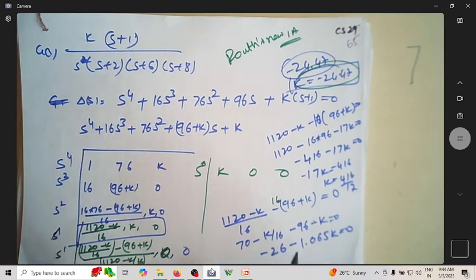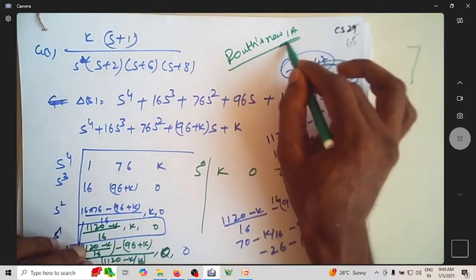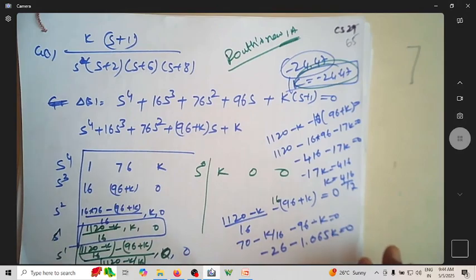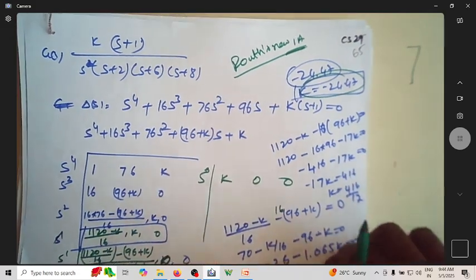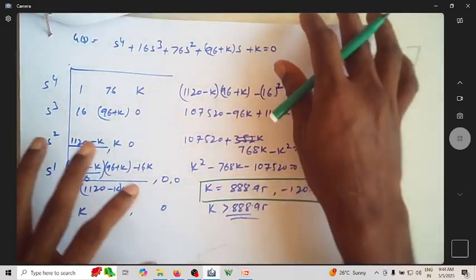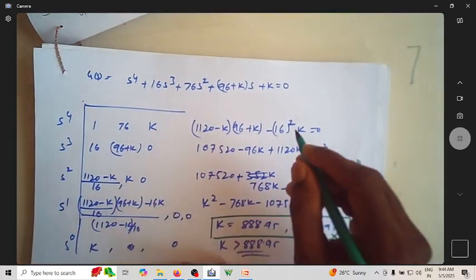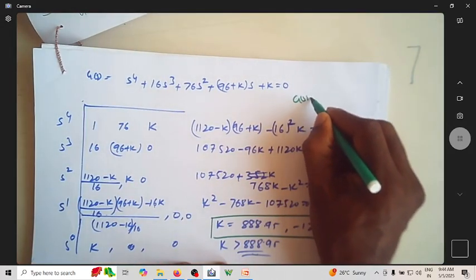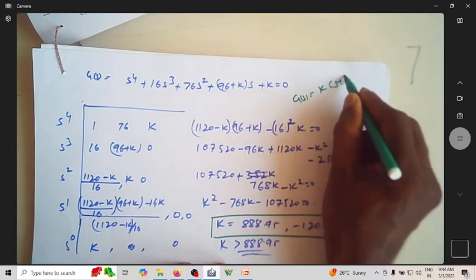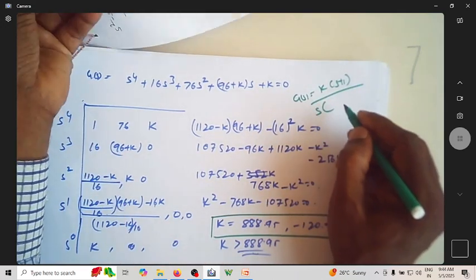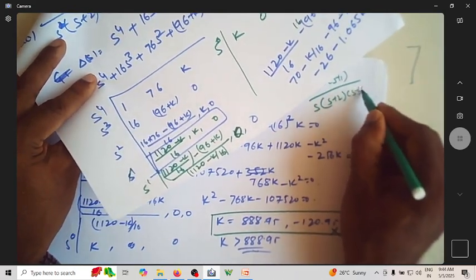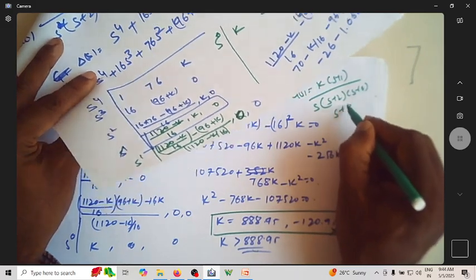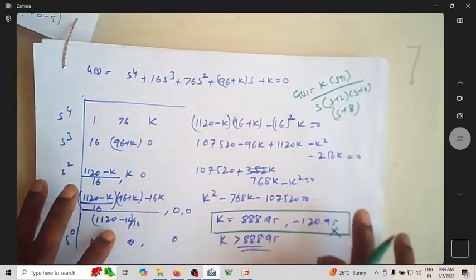So I'm just redoing the same problem so that you'll get convinced with the steps. This is the characteristic equation. I'm writing the same characteristic equation again here. This is the same problem, with G(s) equal to K(s plus 1) divided by s(s plus 2)(s plus 6)(s plus 8). We end up with this as the characteristic equation.